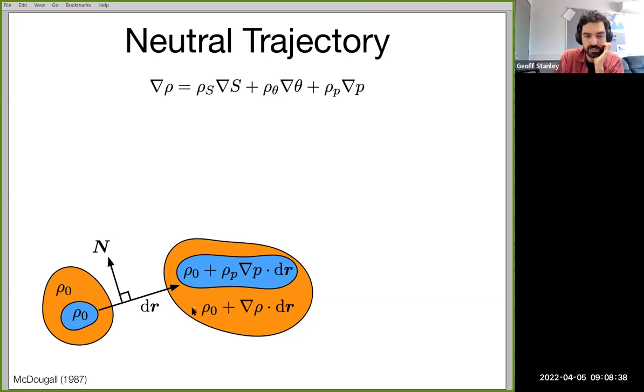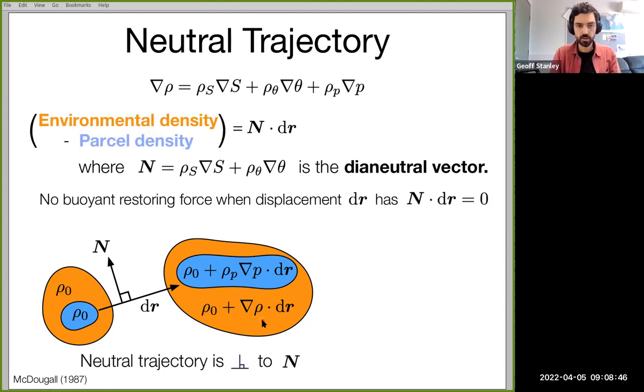Whereas the environment has now got a density of rho naught plus the full density gradient in that direction. So that includes the salinity and temperature changes. So the density difference now between the blue and the orange parcels in the new location is just given by this equation, n dot dr, where n, we call it the dianeutral vector, and it's the contribution to the density change that is purely due to the salinity and temperature, so not the pressure.